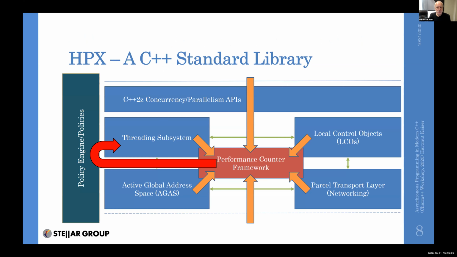A quick structure of HPX, not too many words about that. 4 major blocks: threading, subsystem, synchronization. We have a global address space, which allows us to move things around, and a networking layer. All of that is exposed to the application on top through concurrency and parallelism APIs that are conforming to the C++ standard, and tied together with a performance counter framework that can be used to drive engines, policies, to control and to introduce runtime adaptivity into the system.